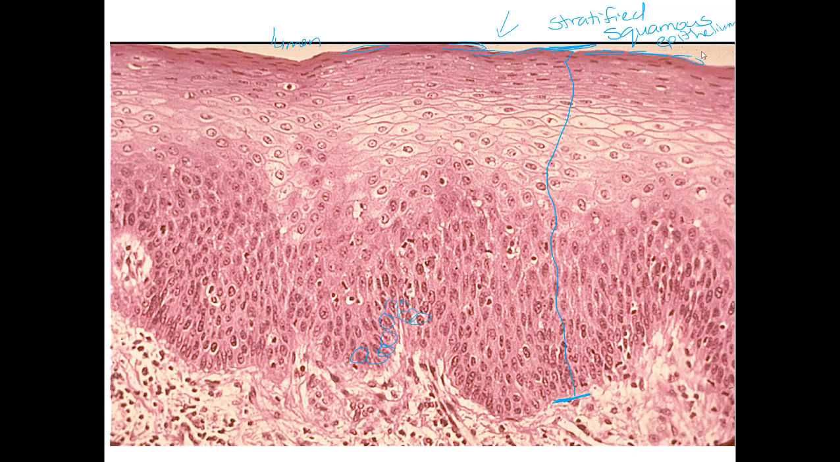Now we want to determine, are these cells on top living or dead? Do you see the nuclei? If you see nuclei, they're living. If you don't see nuclei, they're dead. Do you see nuclei on the top layers? If you take a look, here's a nucleus, here's a nucleus, nucleus, nucleus. So these are living. All those are living cells.